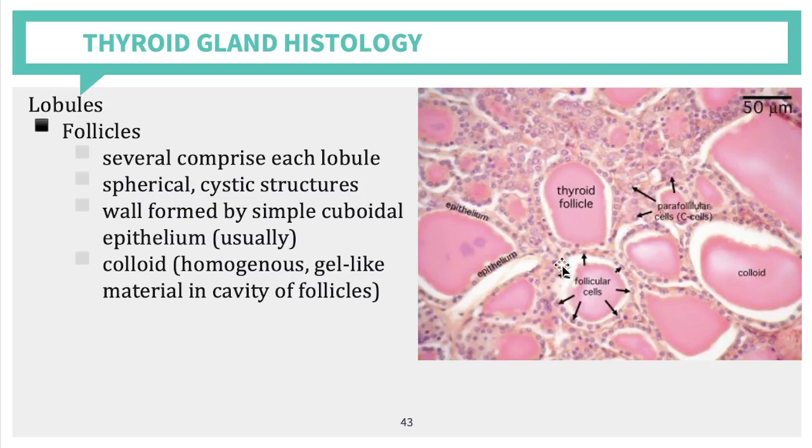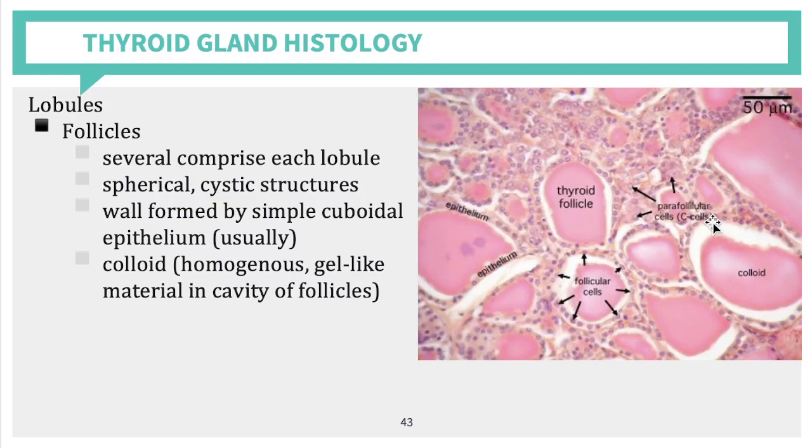Now, if it's not part of the follicle, then most probably that's going to be your parafollicular cells or your C cells. Again, remember, parafollicular cells or your C cells. Your parafollicular cells will produce which hormone? That's going to be your calcitonin. Very good. Calcitonin is produced by your parafollicular cells or C cells.